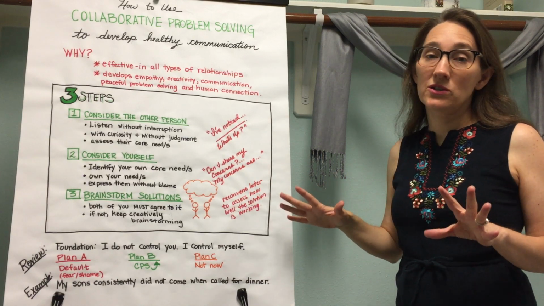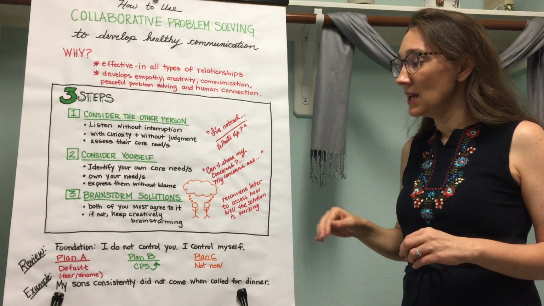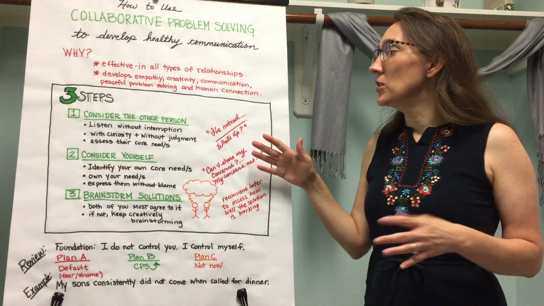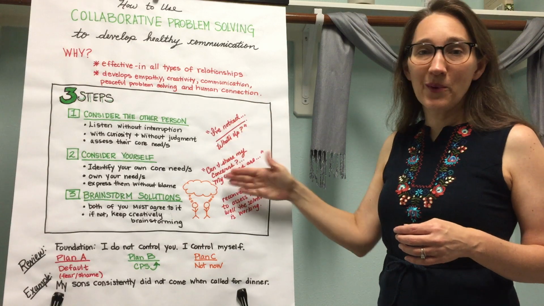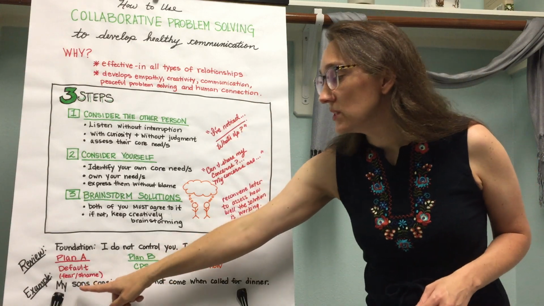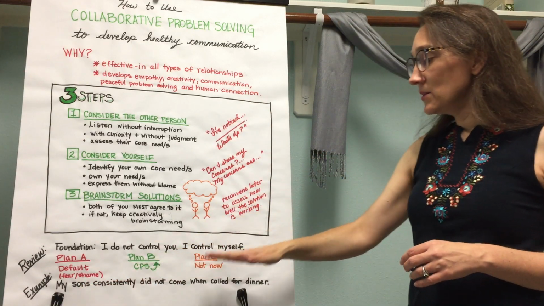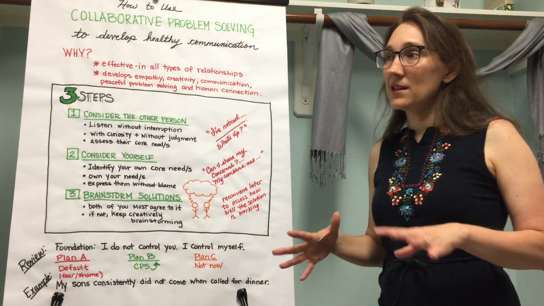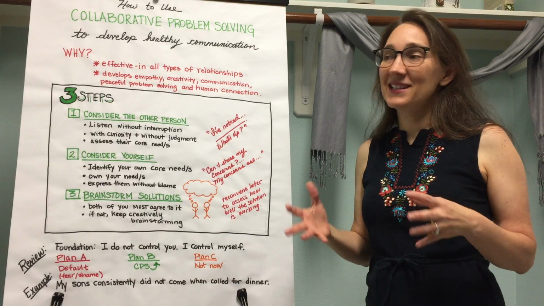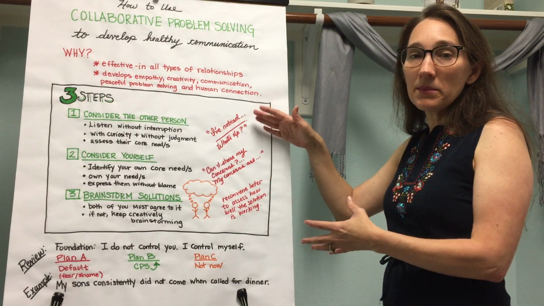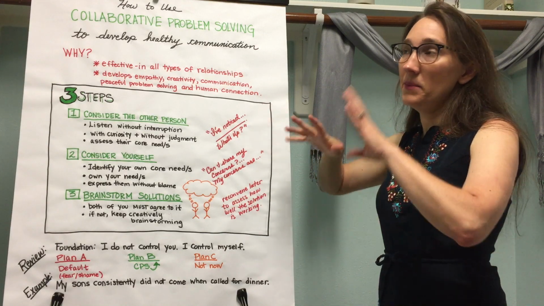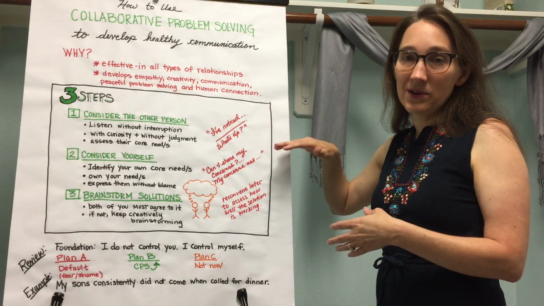This is a game changer. It's transformative for relationships, and I'm going to use a specific example so that you can see how it works in action. The example is that my son was consistently not coming when I called him for dinner. This is just an example. It really happened, but this can be applied to any situation, any conflict, big or small, with any person.